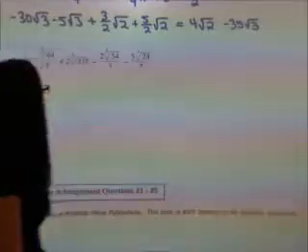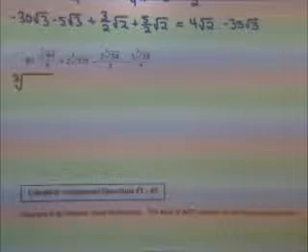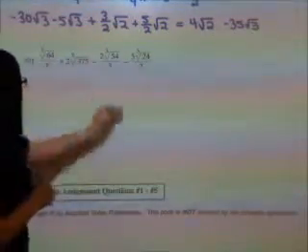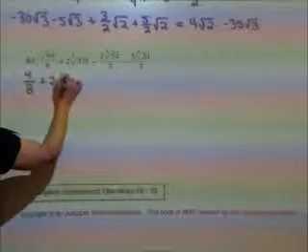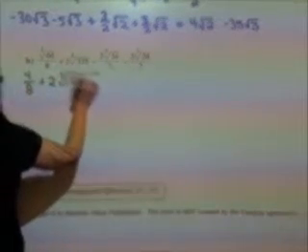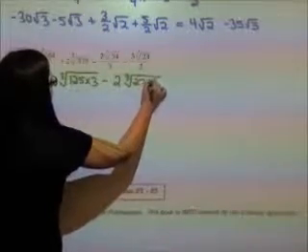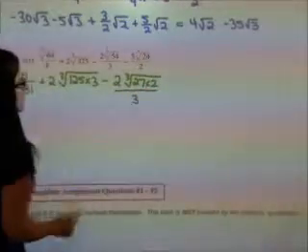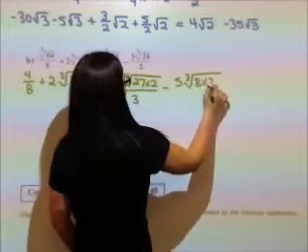Okay, try to do B. Remember, B is cubed roots. So when we look at B, 64 is a perfect cube. The cube root of 64 is 4. So this will become 4/8. Then we have 2 times the cube root of 125 times 3 minus 2 times the cube root of 54, which is 27 times 2. And then the cube root of 24 I can write as 8 times 3.